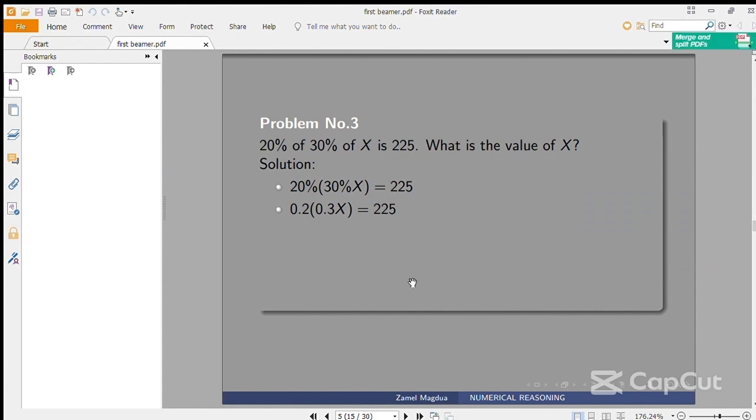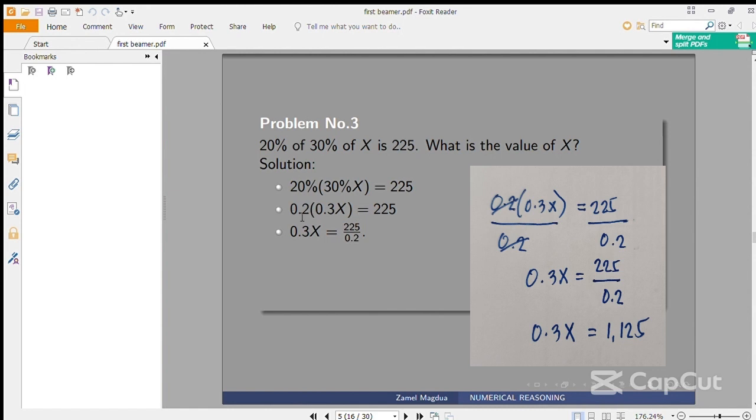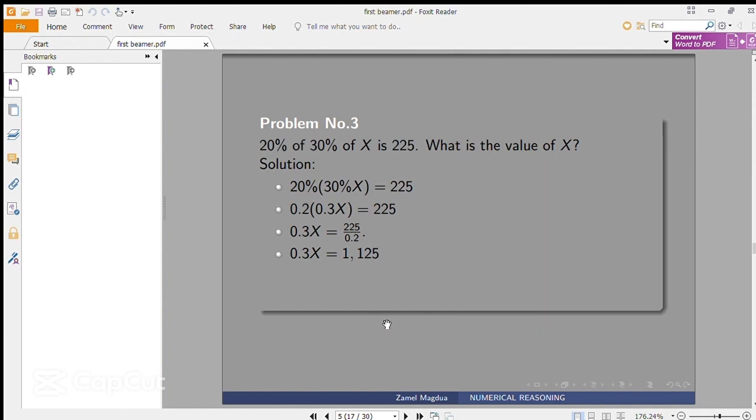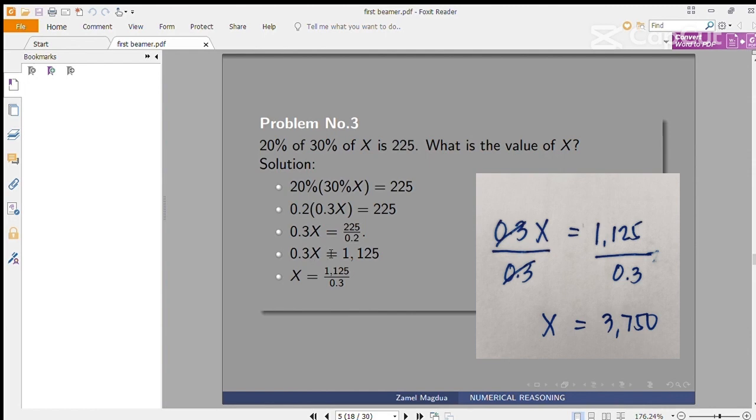Now, in our algebra, we are going to transpose constants to the other side so that only the variable remains on the side. Now, if we are going to transpose 0.2, we need to divide this side by 0.2 and also divide the other side by 0.2 since it is an equation. Thus, the equation goes 0.3x equals 225 divided by 0.2, which is resulting to 1125. Now, we also need to transpose 0.3 so that only x will remain to the left side. So, same process, we are going to divide both sides by 0.3.